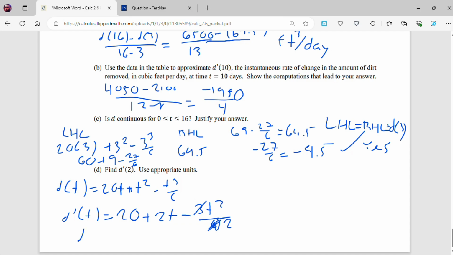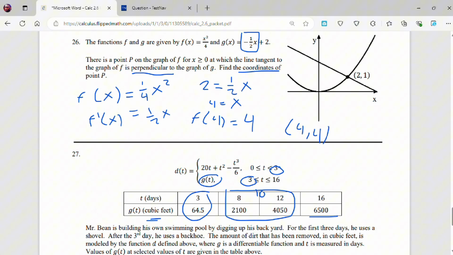Okay, D'(2) is 20. 2 times 2 is 4. 2 squared is 4, negative 4 over 2 is negative 2. So we are going to get 22, and then it says use units, feet cubed per day.